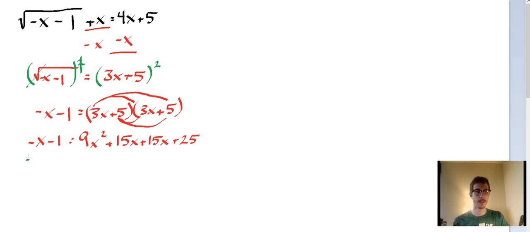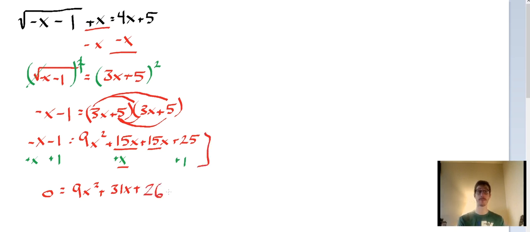To combine like terms, that's going to be bringing this x over and this 1 over by putting it on both sides, which gives us 0 is equal to 9x squared plus, and I'm going to combine this 15x and 1x. That gives us a 31x plus, and right here gives us a 26. And that's great. We can work with this and factor it to find a solution. Let's bring it over here so we can fit in more work.